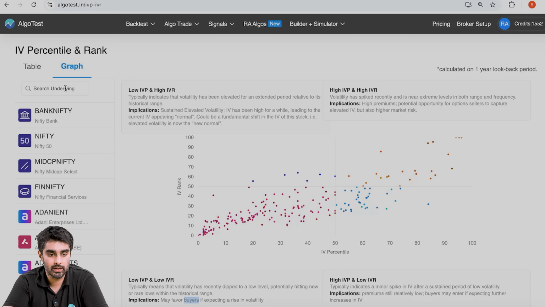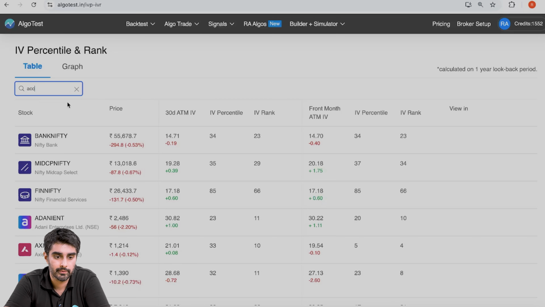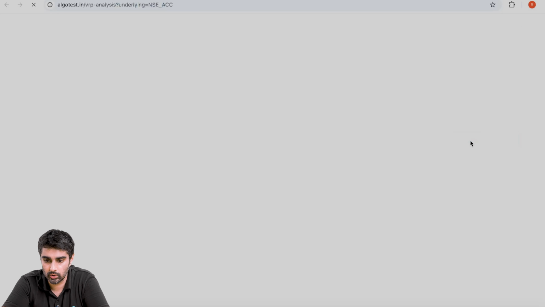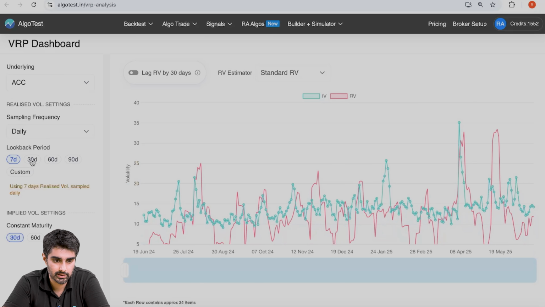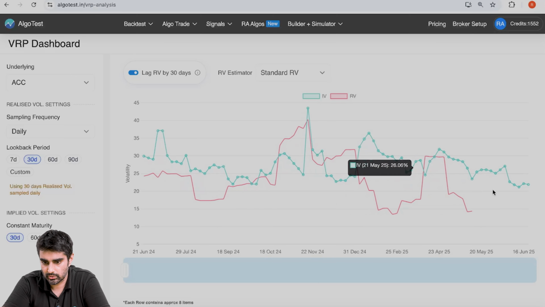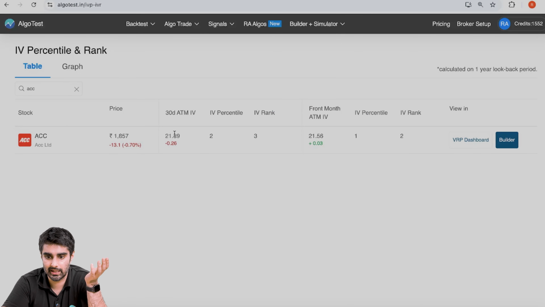Let's look at ACC. Okay, so this was ACC. We saw it was low. Let's go and search for it over here. So here you can see that yes, IVP and IVR are both pretty low. Let's go to the dashboard. Let's change this to 30 days. And yeah, volatility is low, IV is low. That's what the IVP IVR quadrant is telling you, and you can see it here as well.